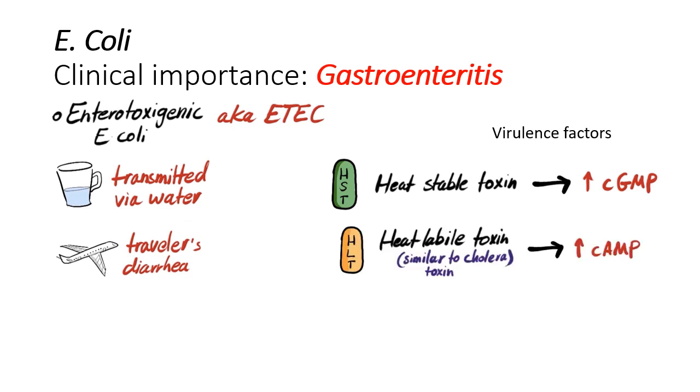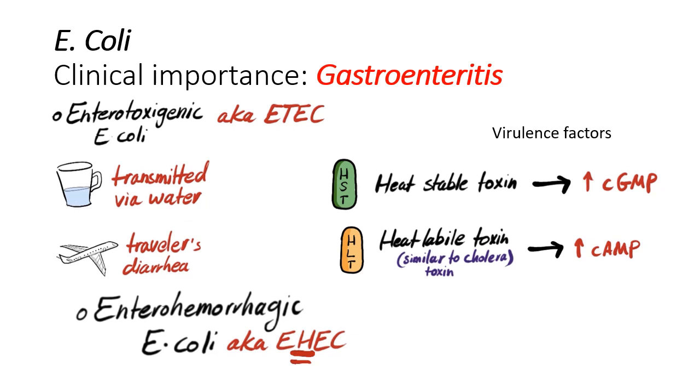toxin. So the first one, the heat stable toxin, increases the cyclic GMP. The second one is the heat labile toxin, which is similar to another disease called cholera, and it increases the cyclic AMP. We're not going to go through the details, but these are the most important virulence factors for this type of E. coli.